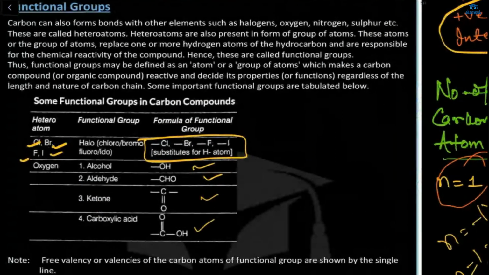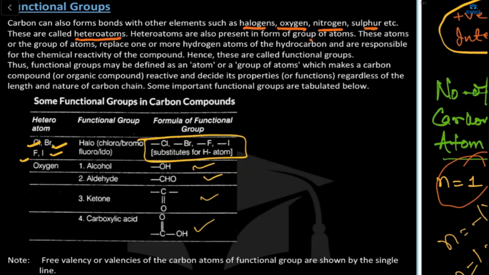Carbon can also form bonds with other elements such as halogens. कार्बन जो है वो अलग अलग चीजों से, अलग अलग एलिमेंट से बॉन्ड्स बना सकता है, लाइक हैलोजेंस, ऑक्सीजन, नाइट्रोजन, सल्फर एक्सेट्रा, एंड दीज आर कॉल्ड heteroatoms. इसको क्या बोलते हैं? Carbon is making bonds with the other elements, so these are known as heteroatoms.